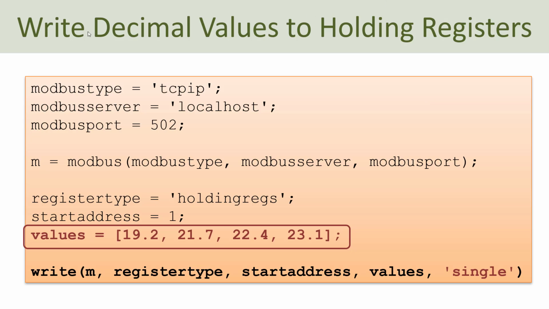Here you see a basic example where we can write decimal values to the holding registers from MATLAB code. Basically we just specify the values we are going to write. Here are decimal numbers, 19.2, 21.7, 22.4, etc. And then the write function is the same, but in addition we just need to add this data type here as a new input argument. So then we specify single in order to be able to write these decimal values to the Modbus server. So let's go back to MATLAB and see how we can do this in the MATLAB example.